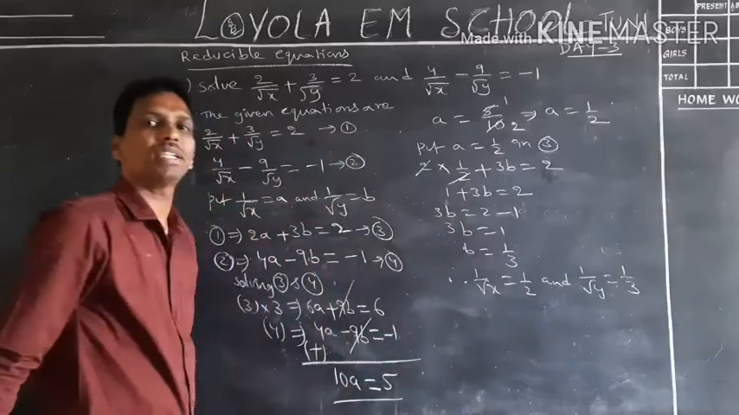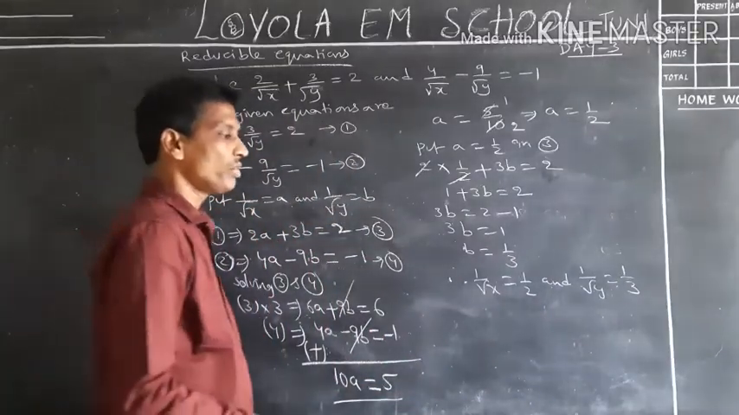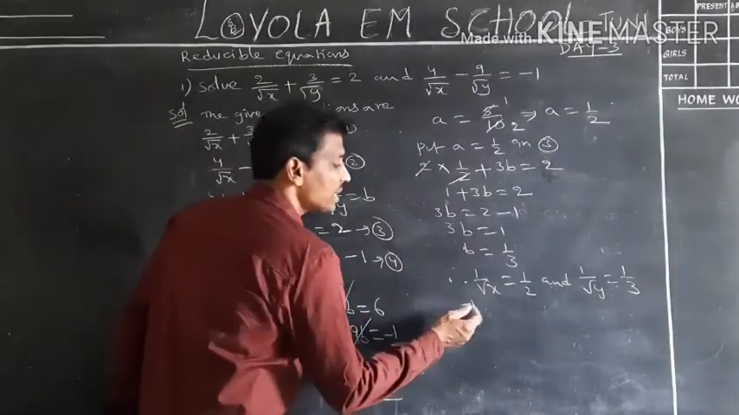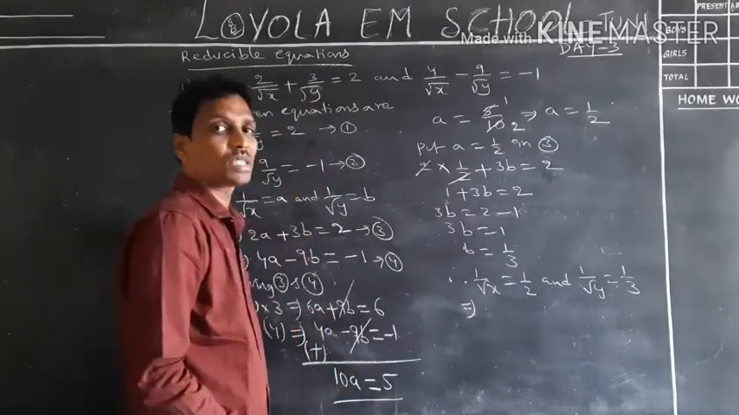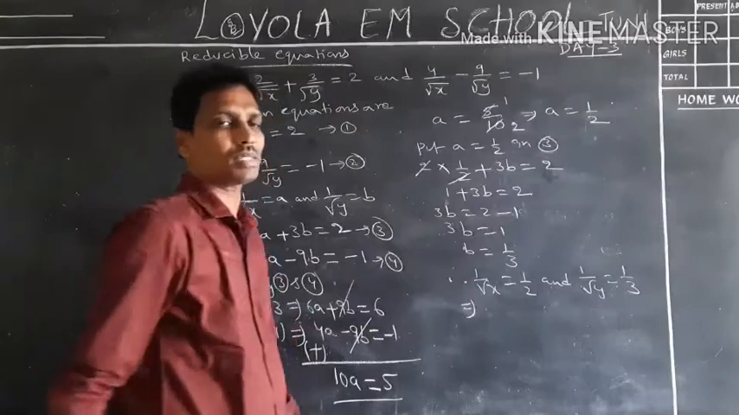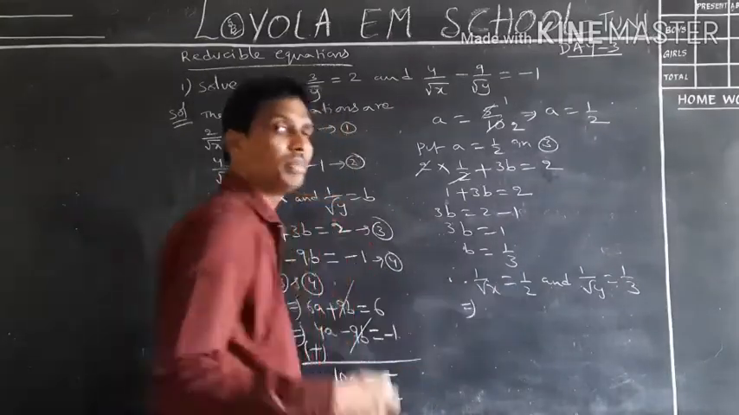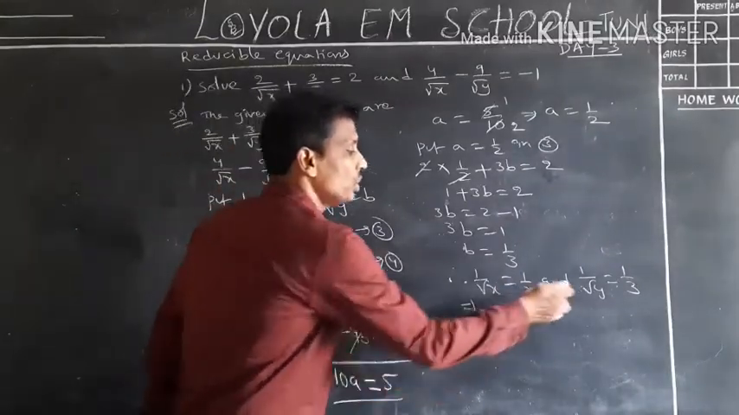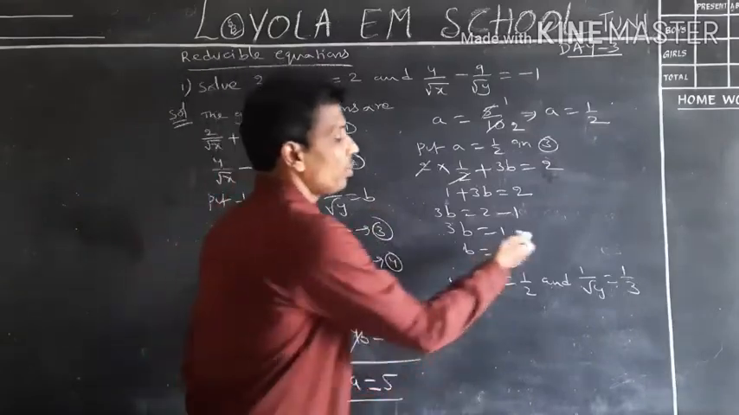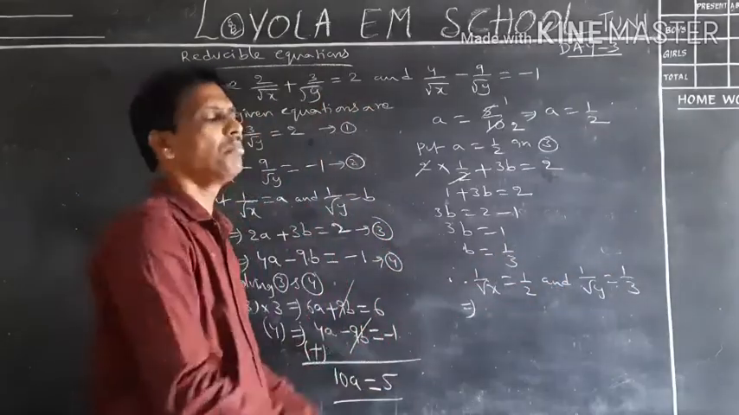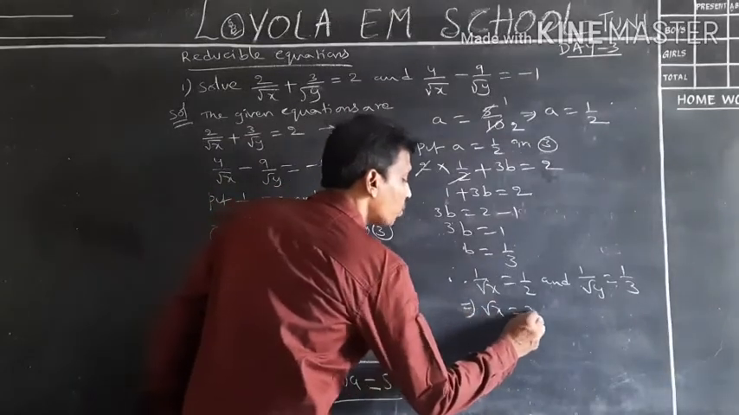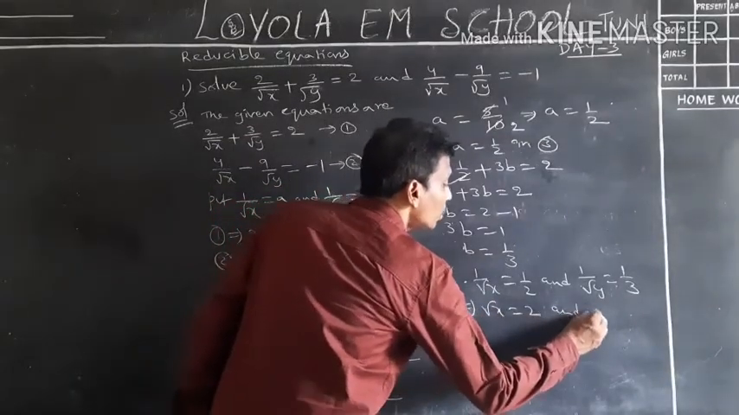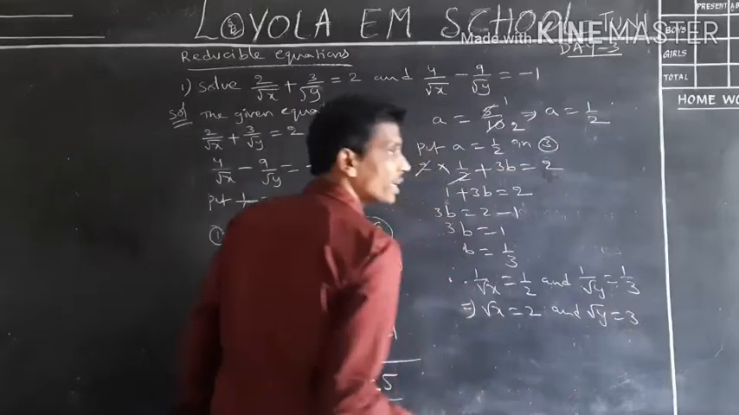So that's why we are equating 1 by root x is equal to 1 by 2, and 1 by root y is equal to 1 by 3, which implies numerator is equal to numerator. That means denominators are also equal. Or else you may do the cross multiplication. Root x into 1 means root x, 1 2s are 2. Root y into 1 means root y, 1 3s are 3. Or else simply you may equate the denominators. So root x is equal to 2 and root y is equal to 3.